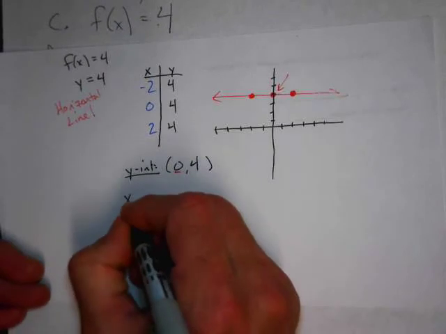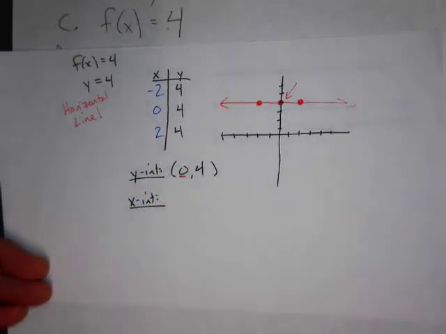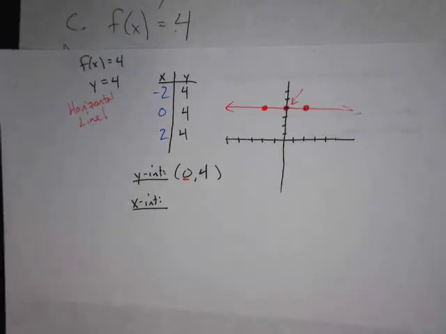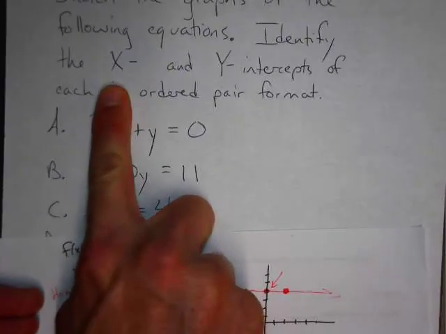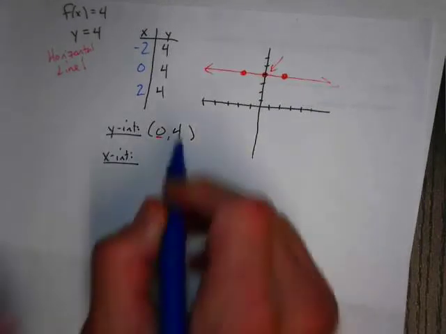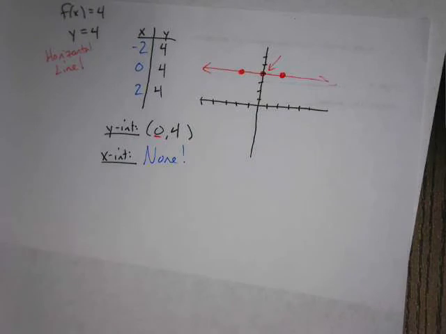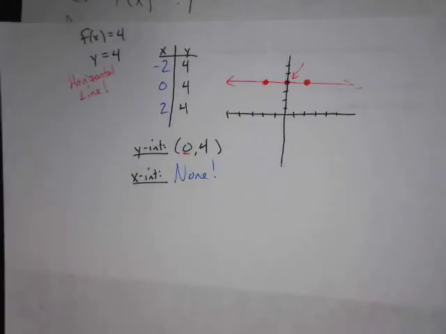So where's the x-intercept? Where's this graph going to cross the x-axis? It doesn't. It doesn't cross the x-axis. So what does that mean for the x-intercept in ordered pair format? Well, if there is none, guess what? There is none. It happens. So it happens for horizontal lines. Isn't that cool? Totally cool.